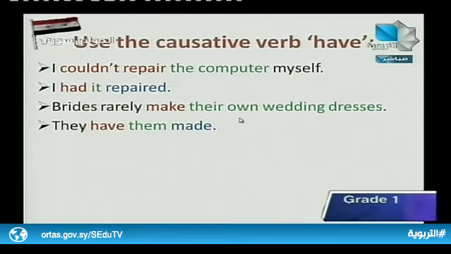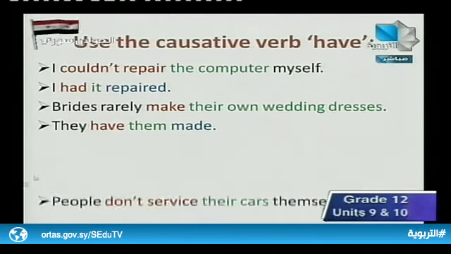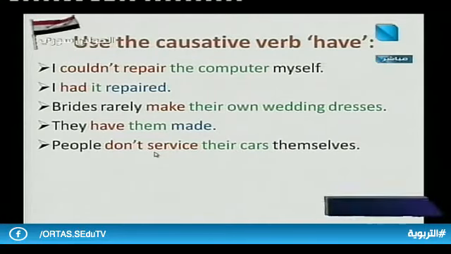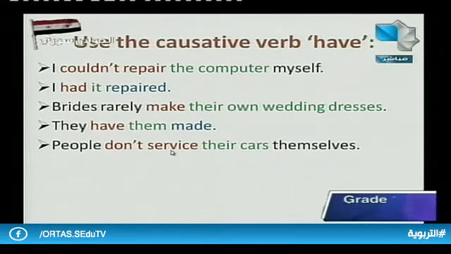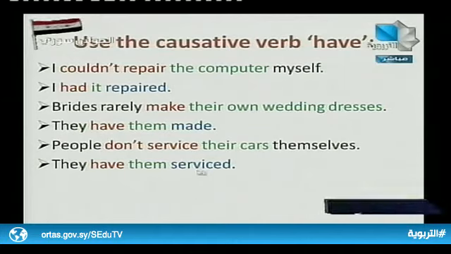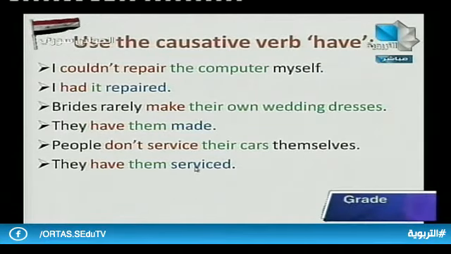Made. Now, people don't service their cars themselves. Again, it's in the negative form, in the present simple, and the main verb is service. Now, people can be replaced by they. The present form of have is have, so they have. We are talking about their cars, and it's replaced by them. The past participle of the main verb is serviced. So they have them serviced.